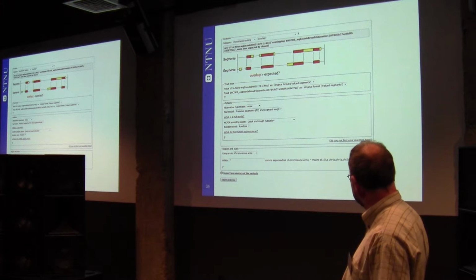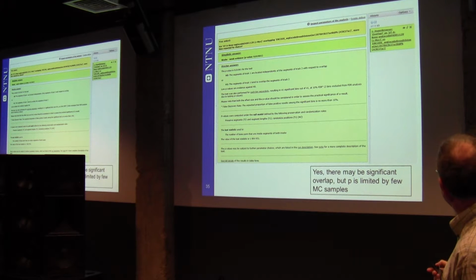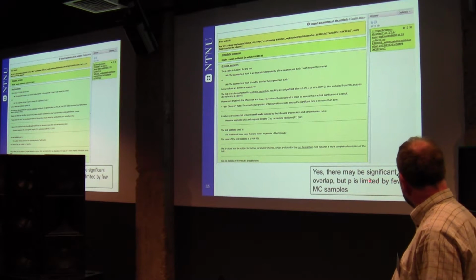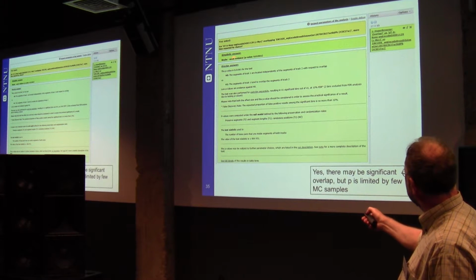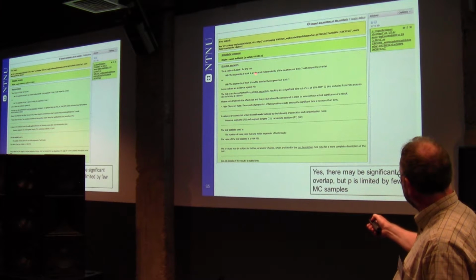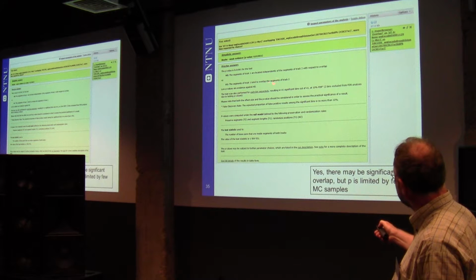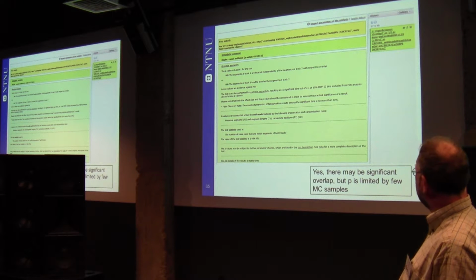Then we say start analysis, and this is what we get back. As we expect, yes, there may be significant overlap, but the p-value is limited by few Monte Carlo samples. So we see that there is weak evidence. These are the two tests, the alternatives that we are testing. And low p-values are evidence against the null hypothesis that they are located independently, so they tend to overlap.